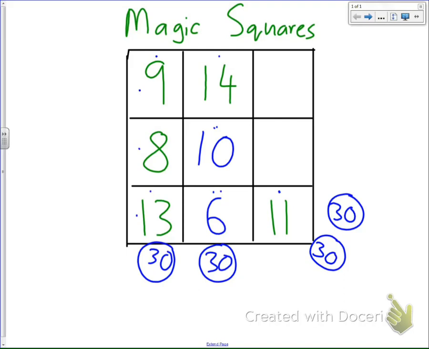What about 8 and 10? Radwan, 8 and 10 is what? 18. What's the missing number here? Are you sure? 8 and 10 is 18. We need to get up to 30. No, you should be listening.